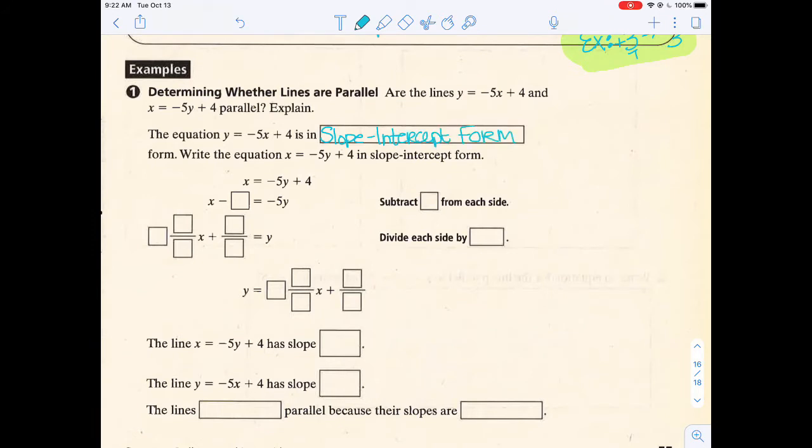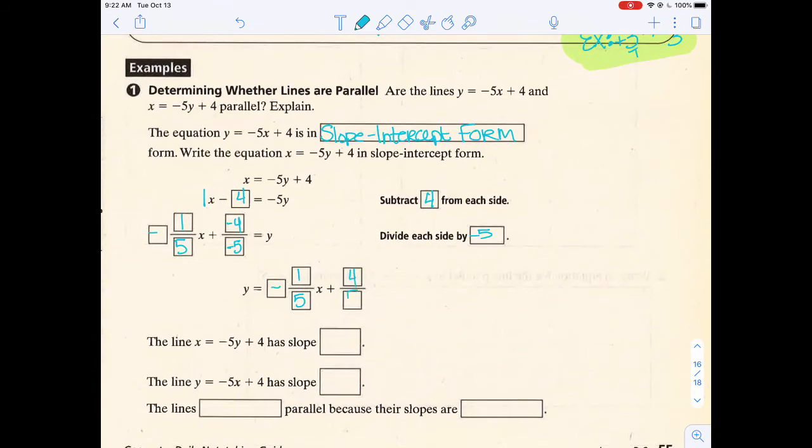So what we're going to do is write the other equation in slope-intercept form to figure this out. So if x equals -5y plus 4, I'm going to subtract 4 from each side, and then I'm going to divide by -5. So remember, this is like a 1 over -5 x plus -4, because we've got a -4 here, over -5. So -1/5 x, and then -4 over -5 just turns to +4 over 5.